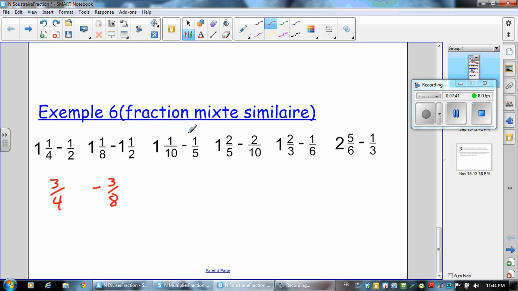Here the difference between 1/5, 2/10, and 1 1/10 would be 9/10. The difference between 2/10 and 1 4/10 would be 1 2/10. The difference between 1/6 and 1 4/6 would be 1 1/2, or 1 3/6. And the difference between 1/3 and 2 5/6 would be 2 3/6, or 2 1/2. Again, if you have any troubles with this one here, use the number line.